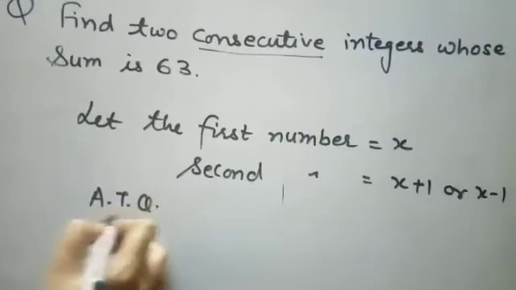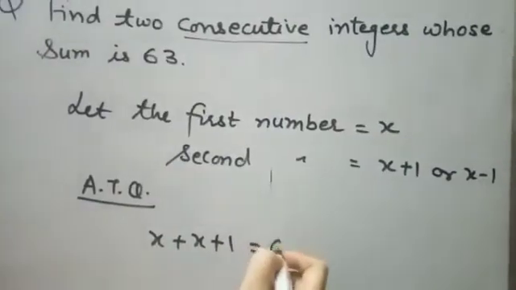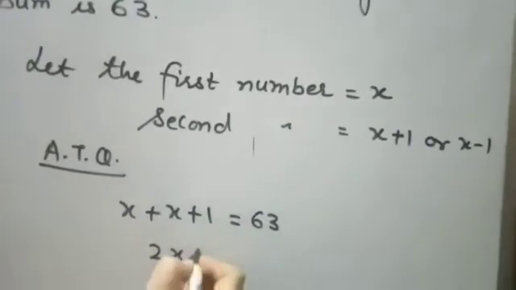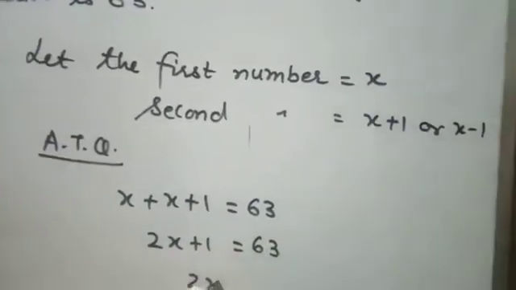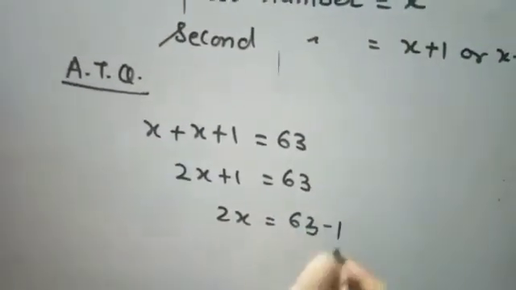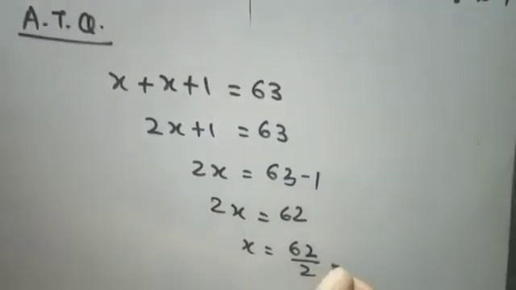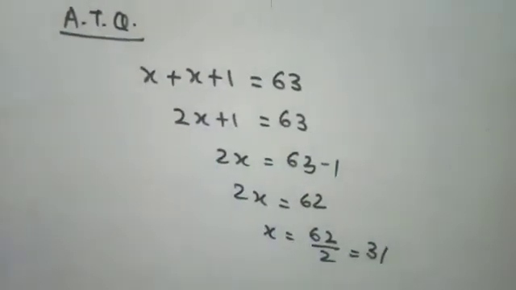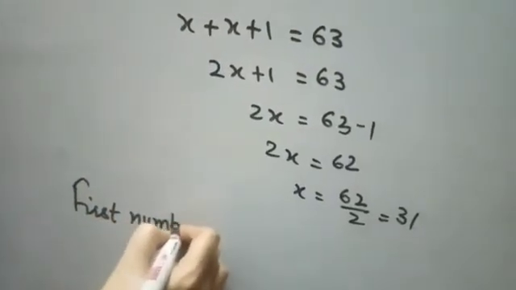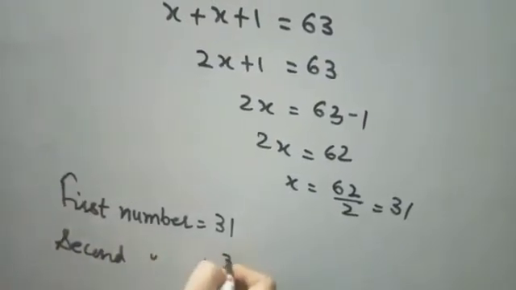Now ATQ, according to the question, what is given? The sum of the two numbers. I am taking x plus 1. If you take x minus 1, your result will remain the same. x plus x plus 1, 2x plus 1 is equal to 63. This 1 will shift to the RHS and become minus, so 2x is equal to 62. The value of x is 62 by 2, that is 31. The first number is 31, and the second number is 31 plus 1, that is 32.